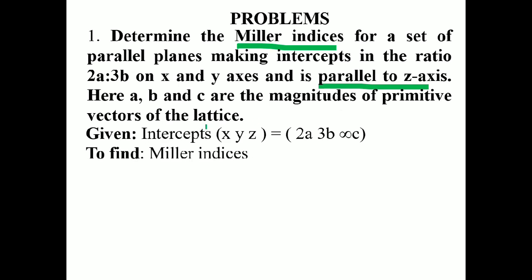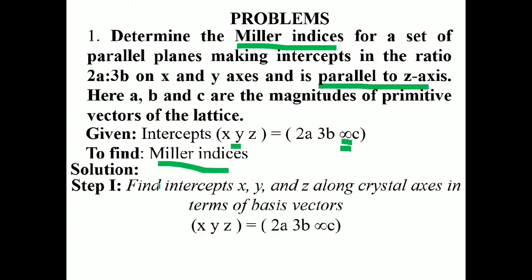Parallel to z axis means the z intercept is infinity. Here a, b and c are the magnitudes of primitive vectors of the lattice. What are the given values? Just list them out. Intercepts are given: x intercept is 2a, y intercept is 3b and z intercept is infinity. Why is this infinity? Because the plane is parallel to z axis. We have to find the Miller indices.